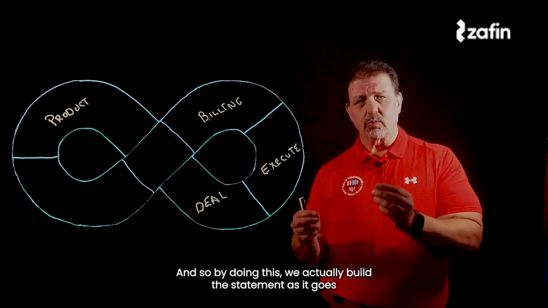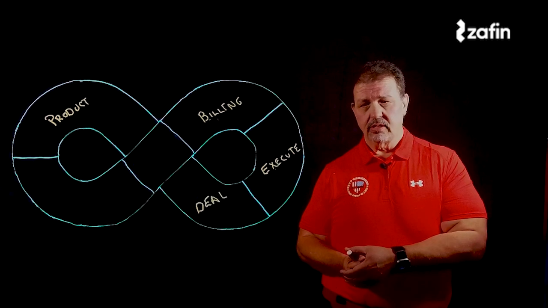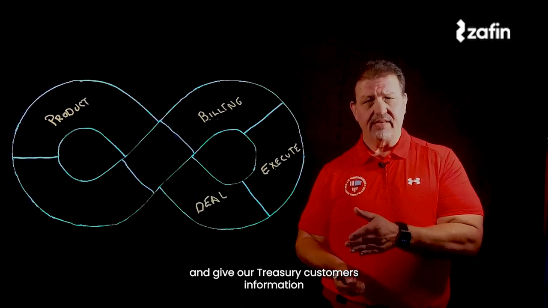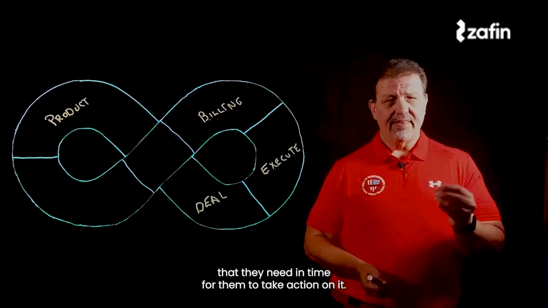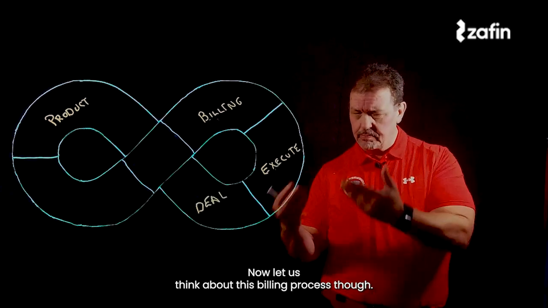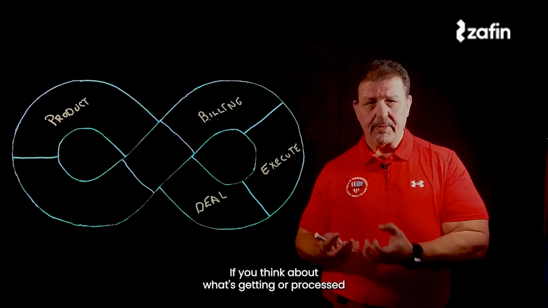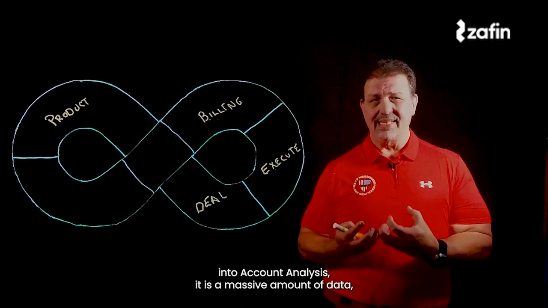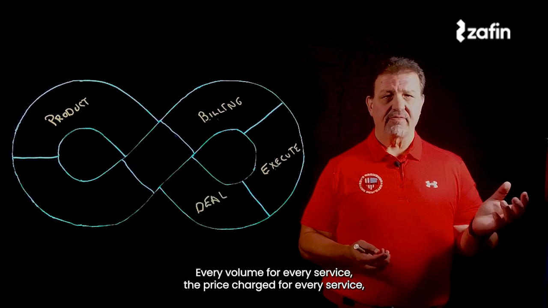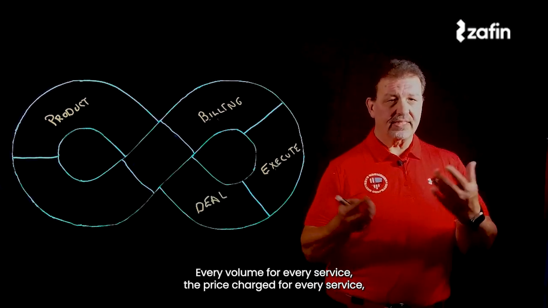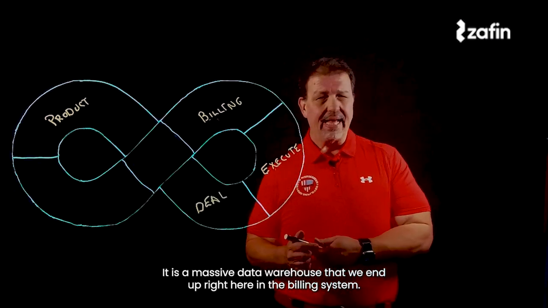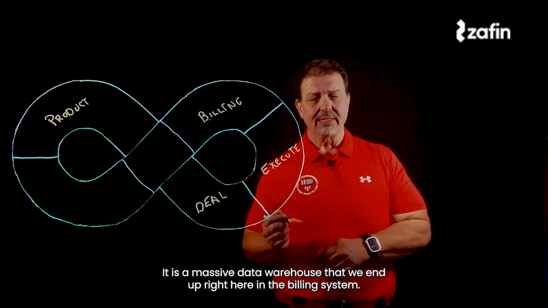And so by doing this, we actually build the statement as it goes, and we're able to deliver the statement sooner in a more accurate fashion and give our treasury customers information that they need in time for them to take action on it. Now let's think about this billing process though. If you think about what's getting processed into account analysis, it's a massive amount of data. Every volume for every service, the price charged for every service, everything about every account for every customer. It's a massive data warehouse that we end up right here in the billing system.